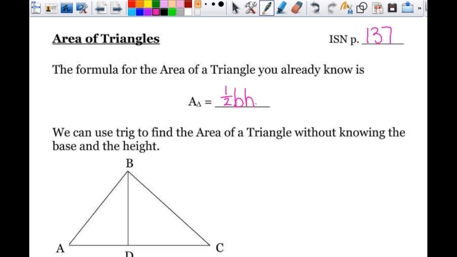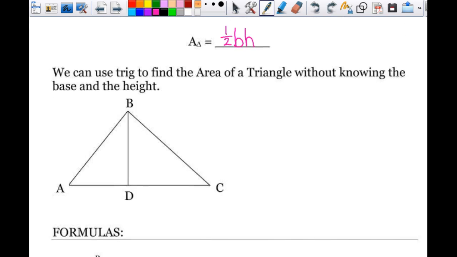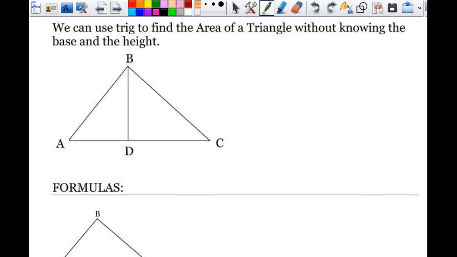Okay, so we can use trig to find the area of a triangle without knowing the base and the height. Maybe I don't know both of them. Maybe I don't know either one of them. We're going to come up with the first formula, and then I'm going to show you another one and probably show you how to get another one, but not make you write it down. And then the last one, the proof for that one is crazy long, so we're not even going to look at that one.